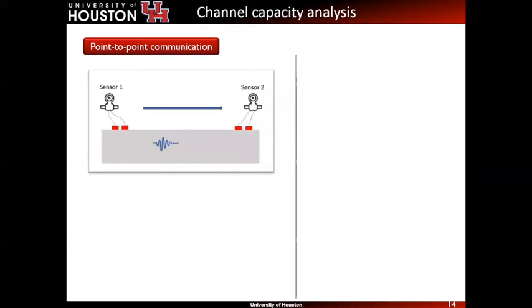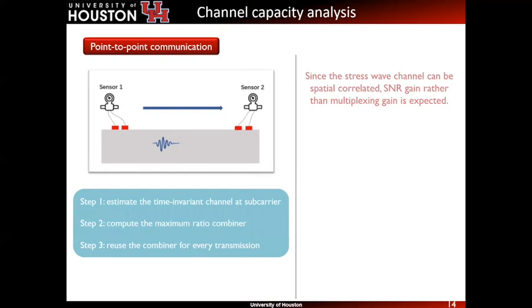We first analyze the performance of point-to-point pipe communication. Notice that the stress wave channel is spatially correlated. Utilizing a receiver array is aimed to increase the signal-to-noise ratio, SNR. In other words, we don't expect this array can increase the multiplexing gain. Three steps are shown in this pipe communication scenario.